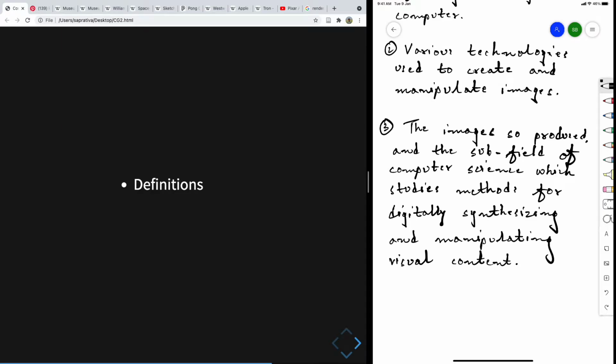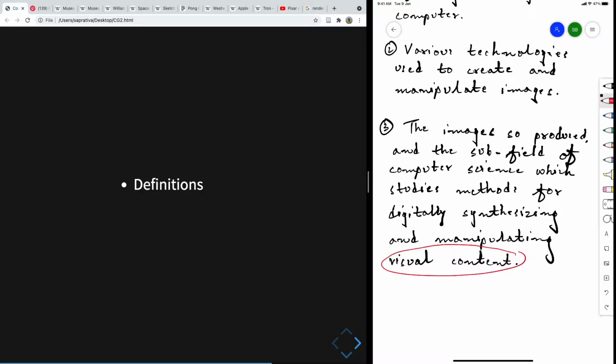And the third definition here says that the images so produced and the subfield of computer science which studies methods for digitally synthesizing and manipulating visual content is known as computer graphics. So the main thing in the third definition which is different is that it is talking about visual content, not just images. And visual content can be anything, whichever you are seeing on your screen, whether be it mobile or be it laptop.